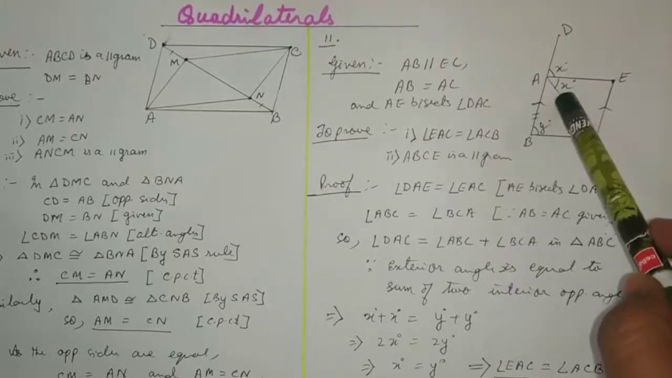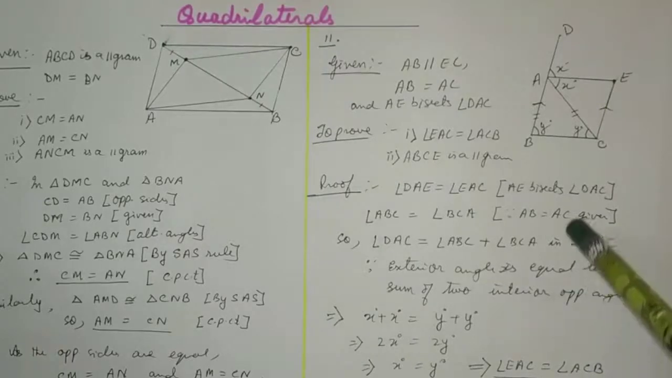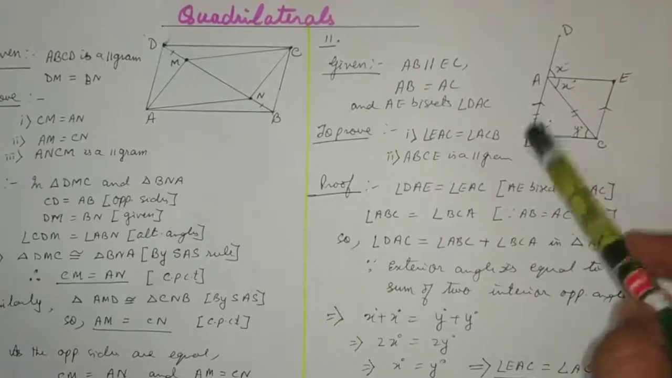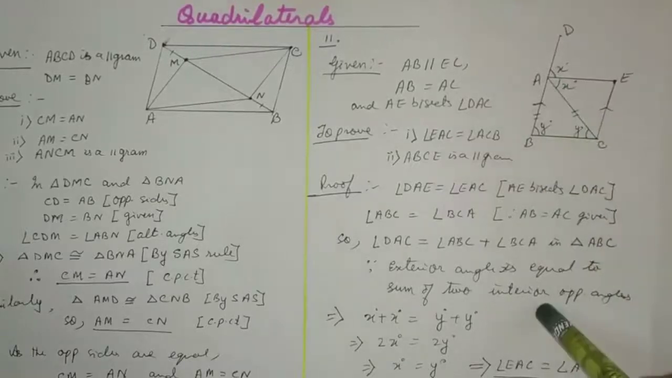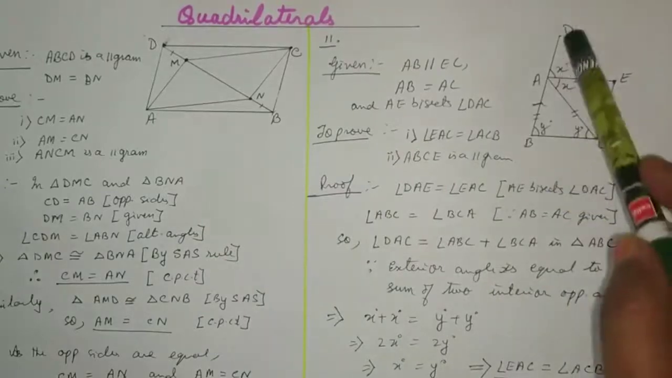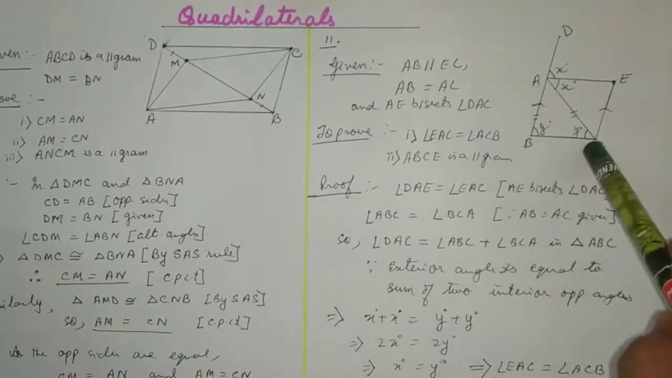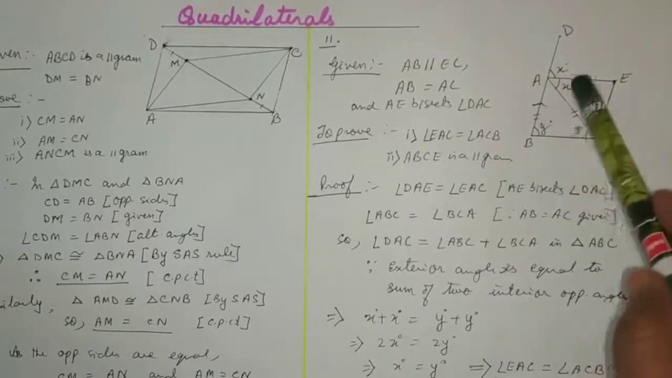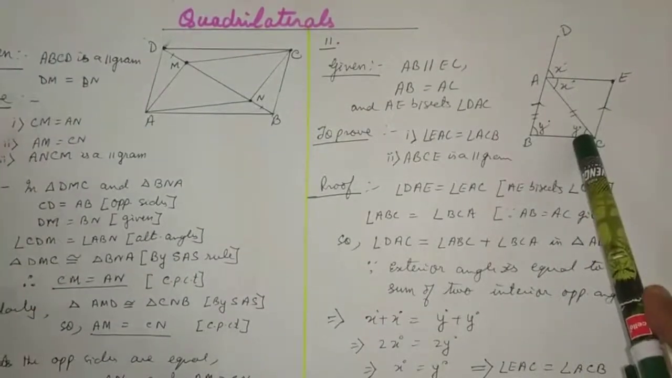and X, are equal because EA bisects DAC was given. Angle ABC and angle ACB are equal, which I have mentioned as Y, because according to the question, AB and AC are equal. In the triangle ABC, x plus x becomes your external angle, which is equal to the sum of the two interior opposite angles. So 2x is equal to y plus y. So 2x equals 2y, 2 cancel, x is equal to y. Proved.